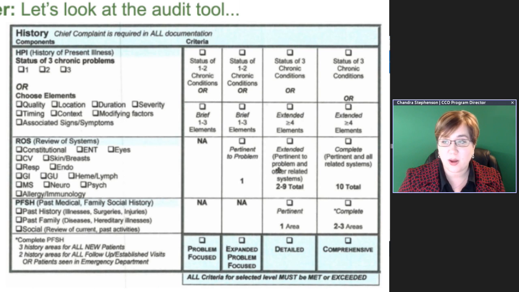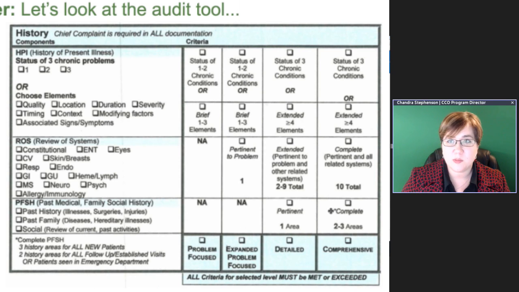In this case, if we had 4 elements, we would wind up over here. Right? So we only had expanded problem focus in our HPI, but we're all the way over to detailed in the review of systems. For the past, family, and social history, now this says we only have 1. Okay, well if I only have 1 area, I'm going to fall again here to the detailed, the pertinent piece, right? Because I don't have to have any past, family, and social history for problem focused or expanded problem focused. But I have to have at least 1 to get up here to detailed. I have to have 2 or 3 to get up here to comprehensive.